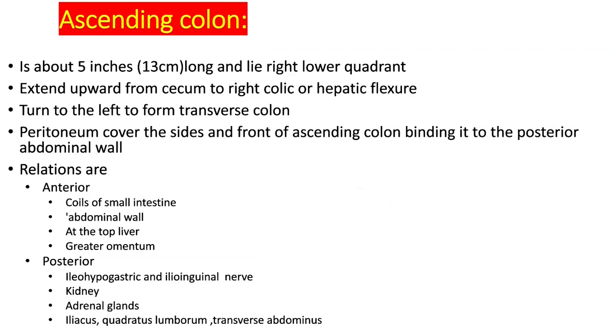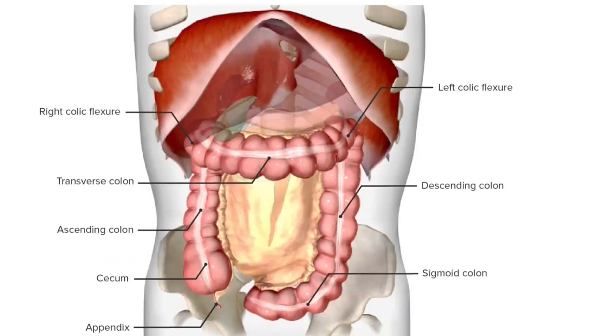Peritoneum covers the side and front of the ascending colon, binding it to the posterior abdominal wall. So the relations: anteriorly it has the coils of small intestine and abdominal wall. At the top it has the liver and greater omentum. Posteriorly it has the iliohypogastric and ilioinguinal nerves, the kidney, adrenal gland, iliacus muscle, quadratus lumborum, and transverse abdominis muscle.